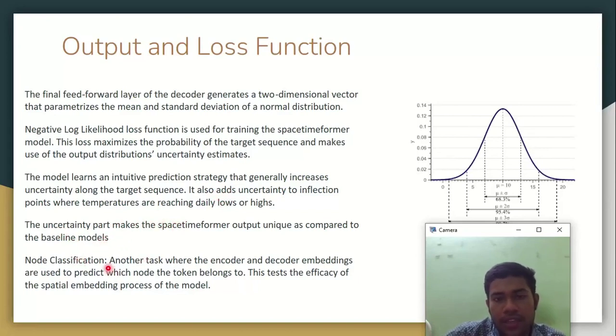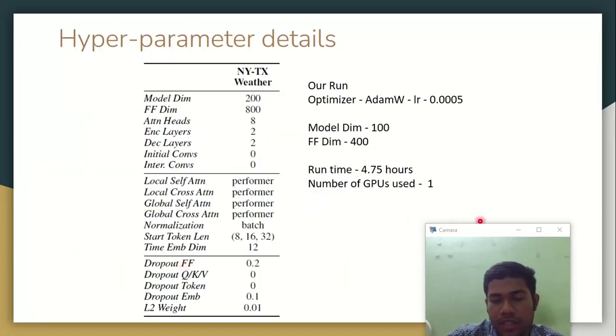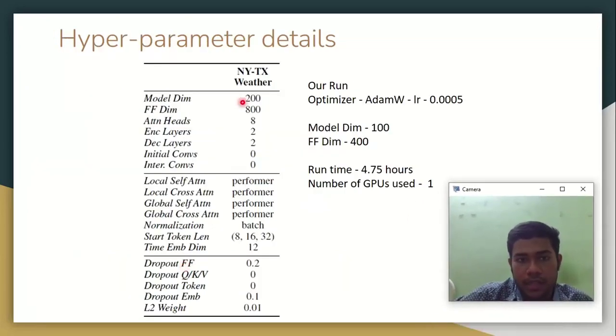Here they have introduced another task, which is node classification. In node classification, given the encoder and decoder embeddings, we need to predict which variable among the different multivariables this node belongs to. This is basically used for testing the efficacy of the spatial embeddings.